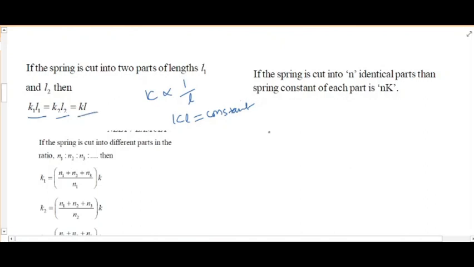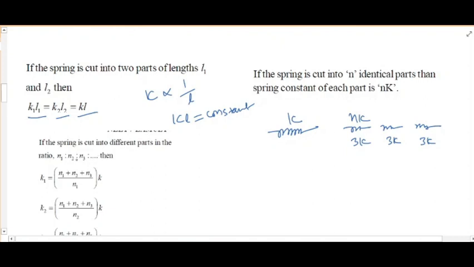For example, if a spring of spring constant K is cut into n equal parts, each part has spring constant n into K. If it is cut into three parts, each part has spring constant 3K. Therefore, when a spring of spring constant K is cut into n equal parts, each part has spring constant nK.